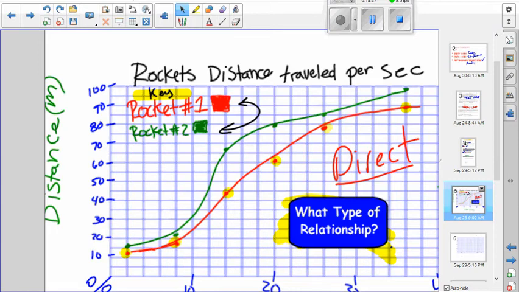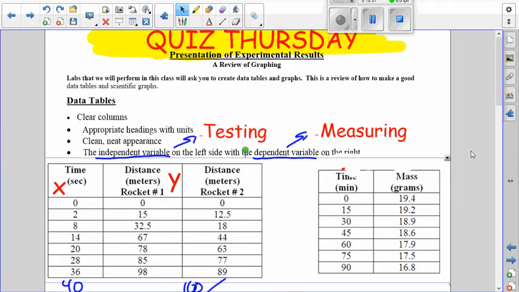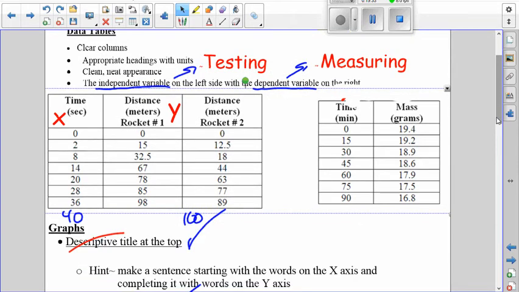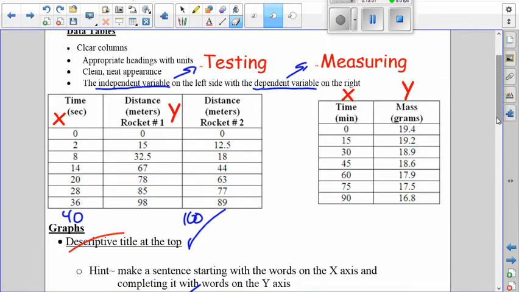Now let's talk about this next graph and how to scale it, because this one's a little tricksy. So this other one, we just have time and mass. That's all we're given. So which one of these is our dependent? Which one is our independent? Independent's the time, Giovanni. That's right. So it will be on the x, and the dependent is the mass. That'll be on the y.